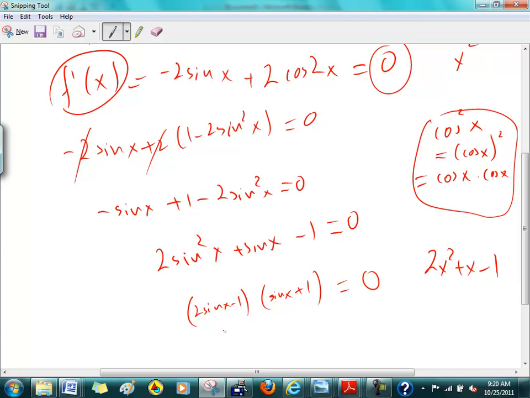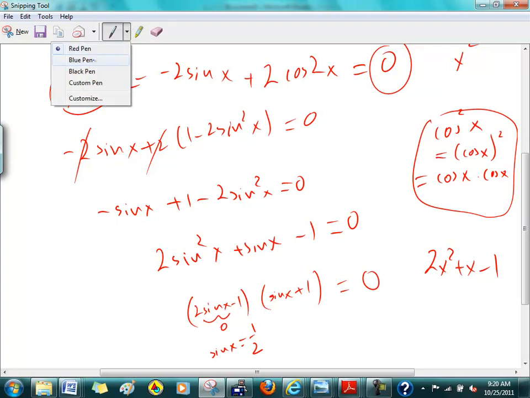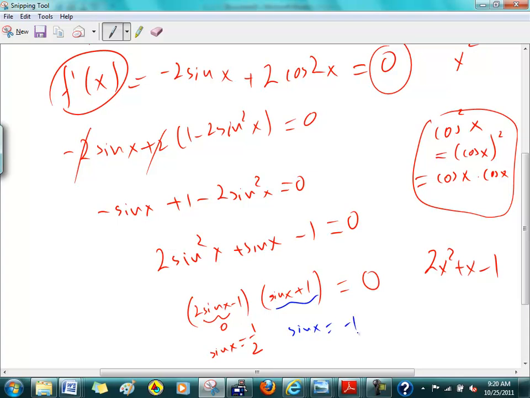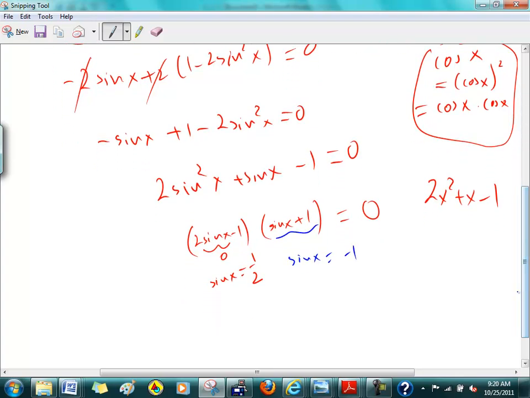Yeah, friends table would be next, but before that, zero product property. Set this to 0, you get sin x equals 1/2. And if you set the other one, you get sin x equals negative 1, and now you're friends, okay? So who are your friends here?